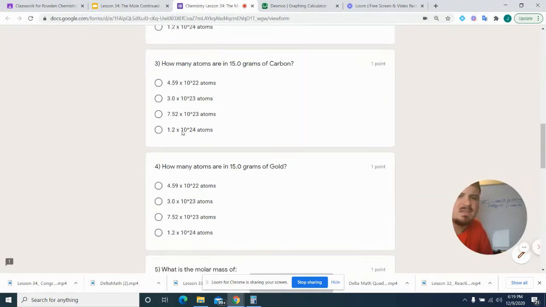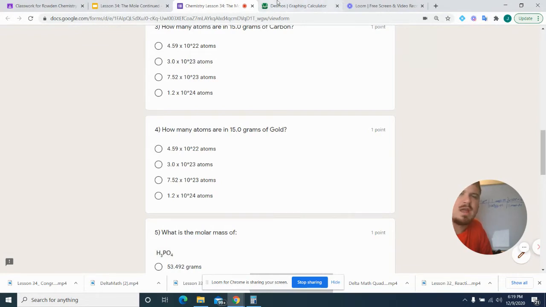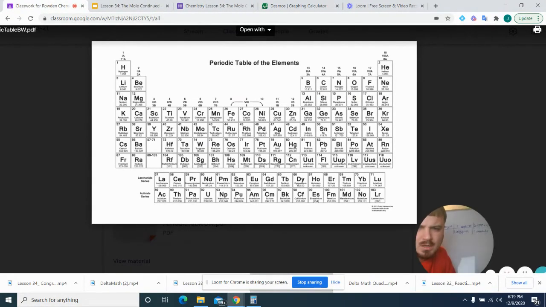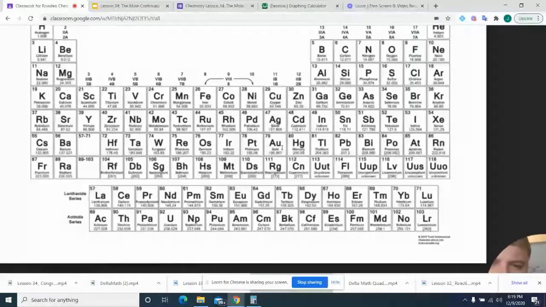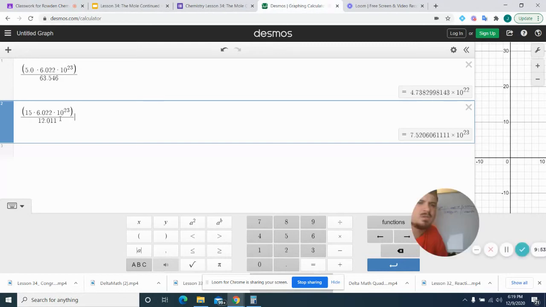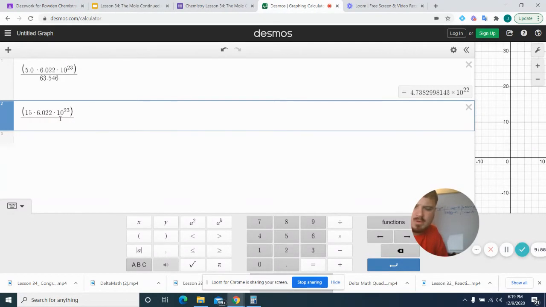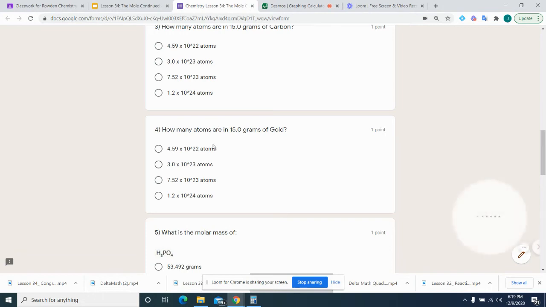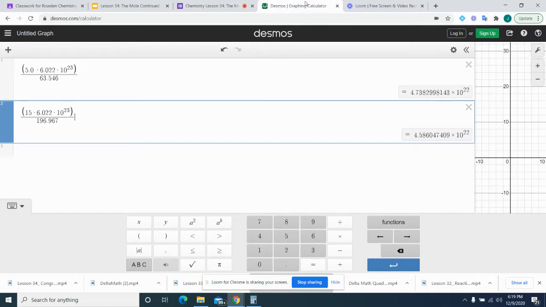And then last but not least is 15 grams of gold. So now our calculator stays the same with the 15 grams, that many atoms, and then on the bottom we'll use the mass of gold. And we have Au, which is 196.967. So on bottom, 196.967. We get 4.586 times 10 to the 22nd, or 4.59 times 10 to the 22nd. See how once you find the pattern of how you do this, it ends up feeling like the same thing every time, because it really is. You're just changing a few numbers.